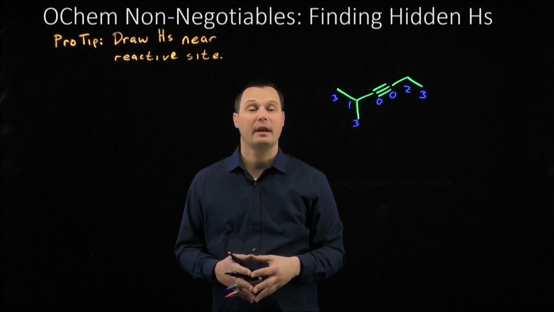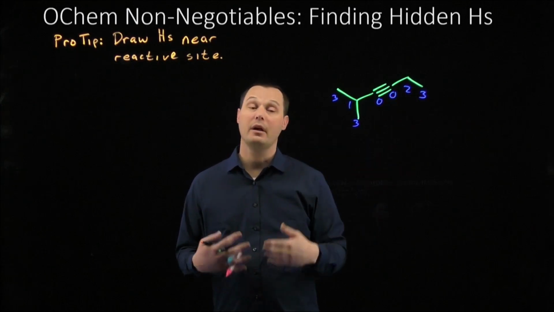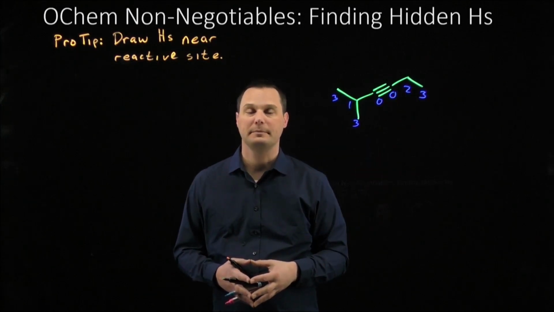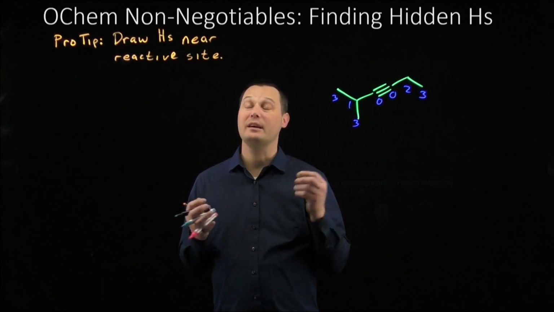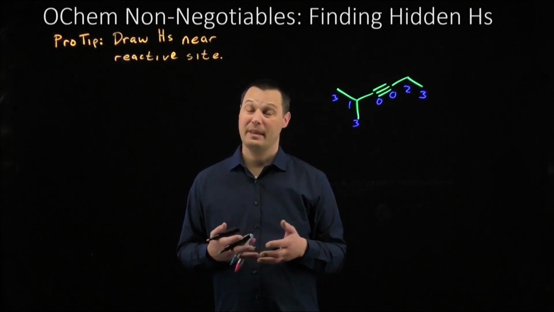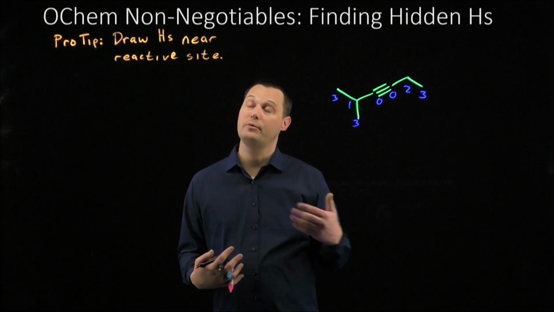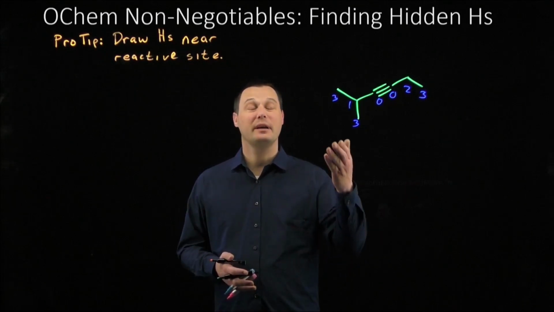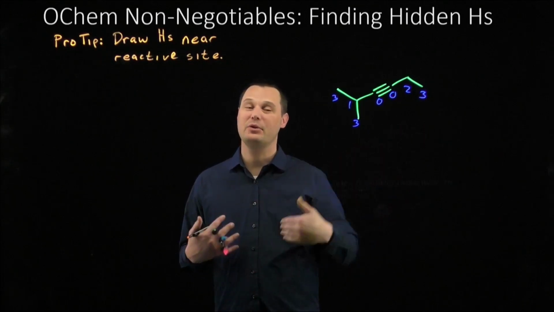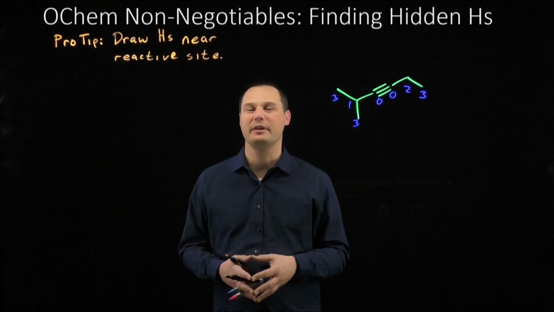Let's go practice some hidden hydrogens, make sure we really understand this skill before we get too much further in organic chemistry. Finding hidden hydrogens is one of the key OChem non-negotiable skills. Let's make sure we have it down now before it causes problems later on. If you can truly internalize this skill, then you're ready to embark on the next phase of your ninja journey.